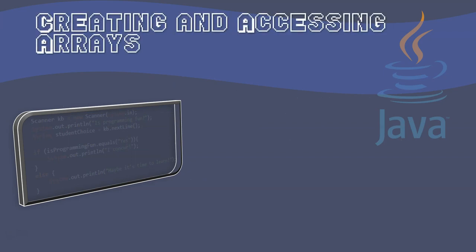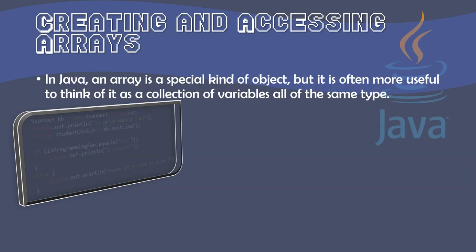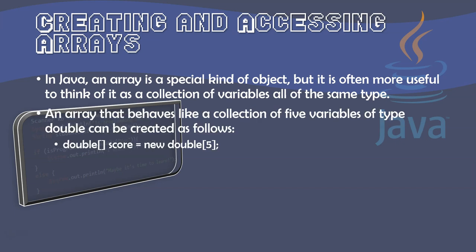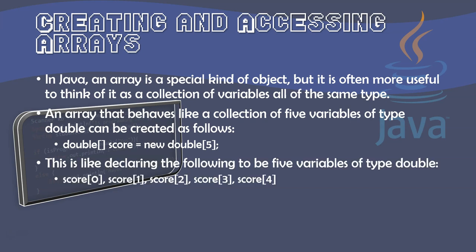So when we talk about creating and accessing arrays, in Java, an array is a special type of object, but it's often much more useful to think of it instead as a collection of variables all the same type. Now, an array that behaves like a collection of 5 variables of type double could be created as follows: double[] score = new double[5]. This is like declaring the following 5 variables to be type double: score 0, score 1, score 2, score 3, score 4.